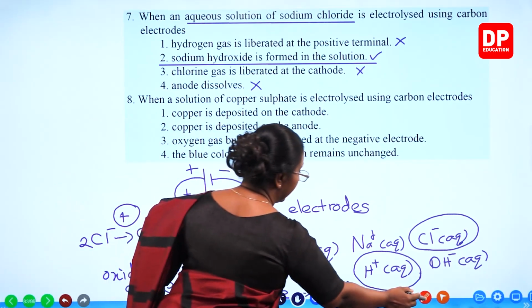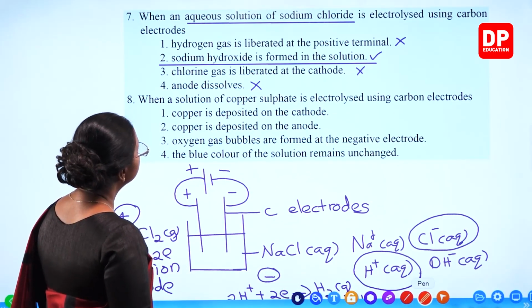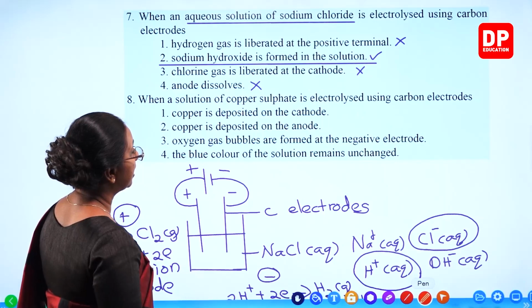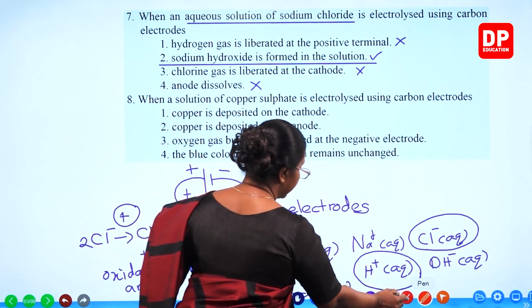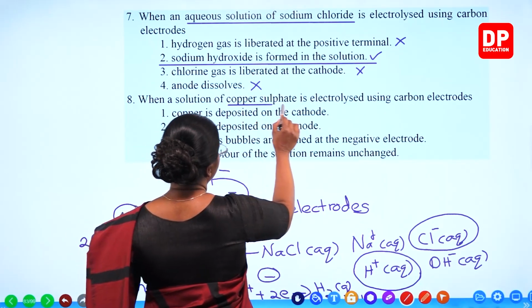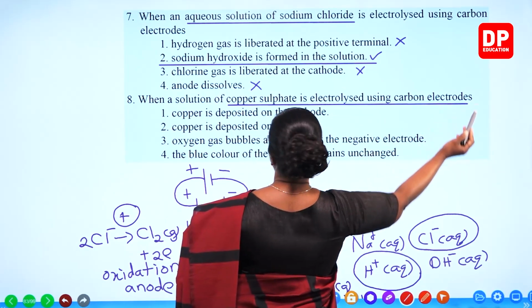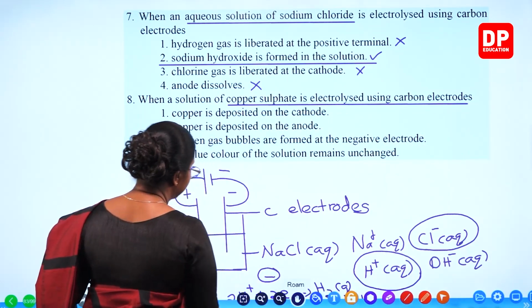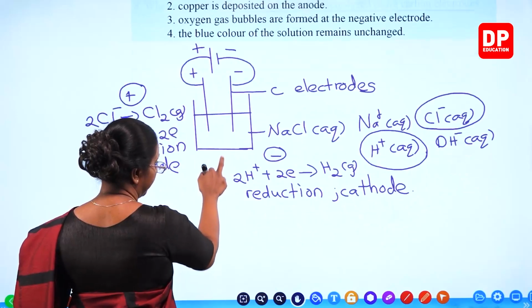Is that clear, students? So then, we will look at the next question. Question number 8. When a solution of copper sulfate is electrolyzed using carbon electrodes. So this is another one. Copper sulfate using carbon electrodes. So we will try to understand that as well.